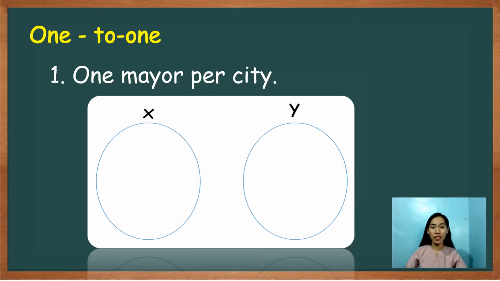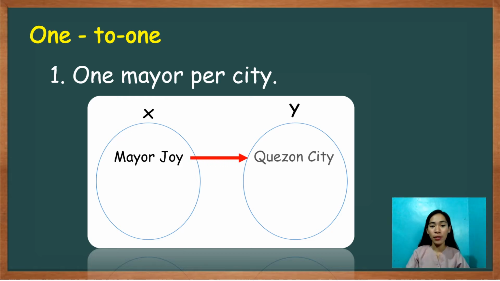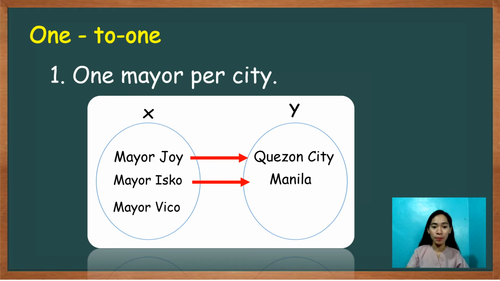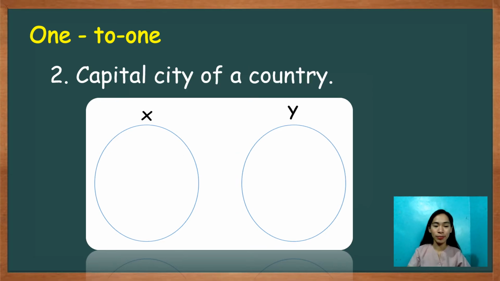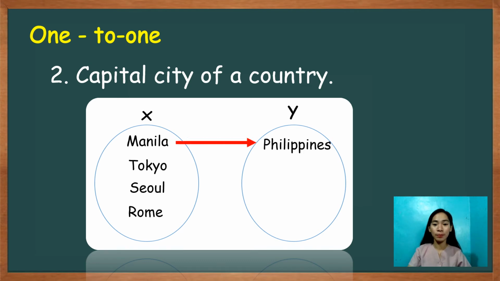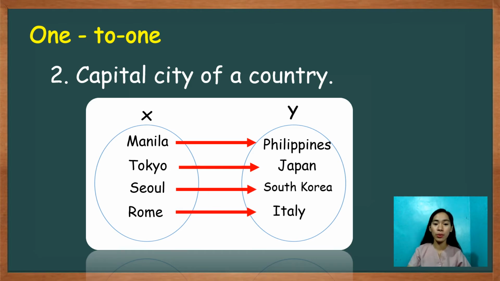Now, let us have another example in real-life scenarios. Number 1, one mayor per city. So we have Mayor Joy for Quezon City, Mayor Isko for Manila, Mayor Vico for Pasig City. Next, capital city of a country. So we have Manila for Philippines, Tokyo, Japan, Seoul, Korea, Rome to Italy.